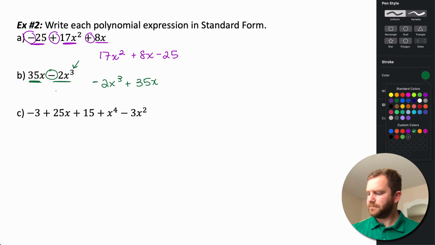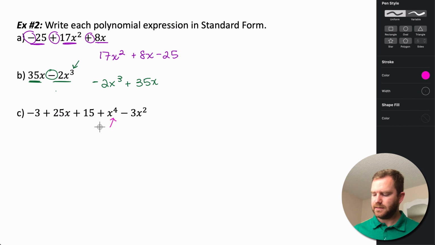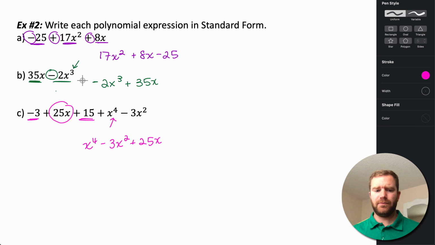And then the last one, there's 1, 2, 3, 4, 5 terms here. This fourth degree is the highest, so we're going to put x to the fourth. No third degree, but we have a second degree here, so it's going to be minus 3x squared. A first degree, we have one there, so plus 25x. And then we have two constants. We have this and this. So which one would come first? Actually, we don't want to keep them separate. We want to put them together.